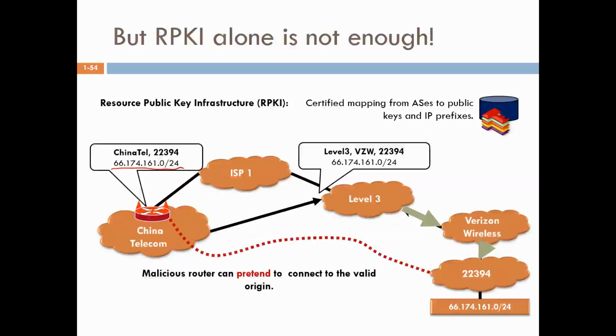However, this still doesn't solve the problem fully, because although China Telecom cannot announce this address as if it's an internal network, it can simply announce that it has a route to this network. So it will say, I actually have a route to 66.174.161.0, and it is through 22394. So the announcement will still carry the digital signature of 22394, but now China Telecom will simply say, well, I have a better path than Level 3. Level 3 is actually sending to Level 3 and then Verizon Wireless and then to 22394. China Telecom will simply say, well, I have a better path. Even though the digital signature is valid, other autonomous systems will actually not be able to know that this is the shorter path, and so can actually send the packet still to China Telecom.